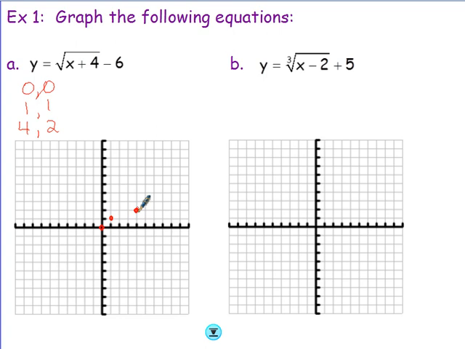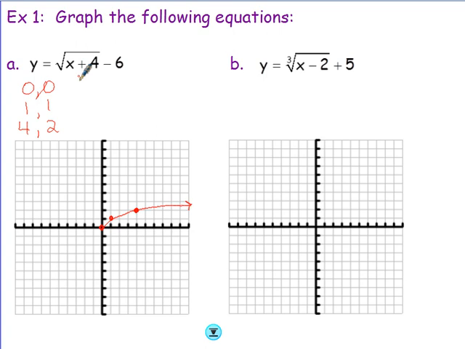You got to be able to graph those very easily. I do expect to see this graph nice and curved on your paper. That's step 1. Step 2, we're looking to see if there is a negative in front to see if we have to reflect. As you can see, there is no negative in front. We're skipping step 2. Step 3 is our shifting.